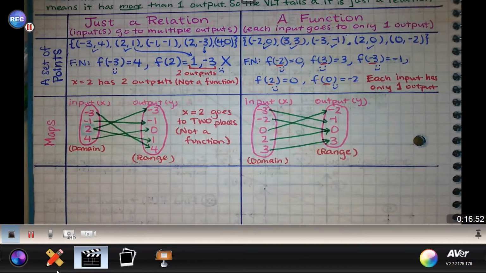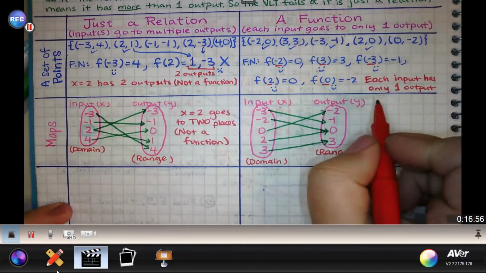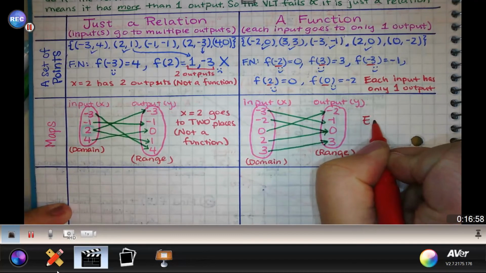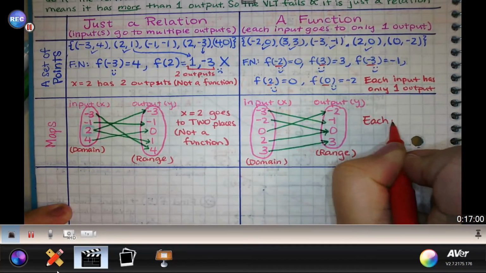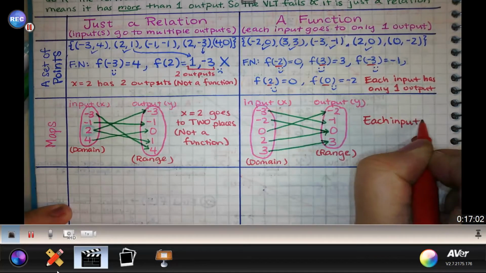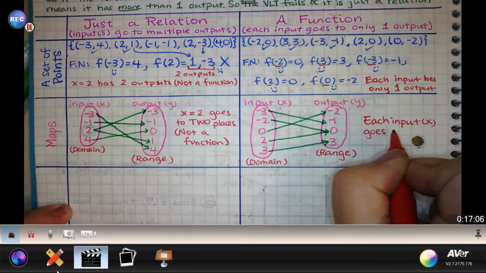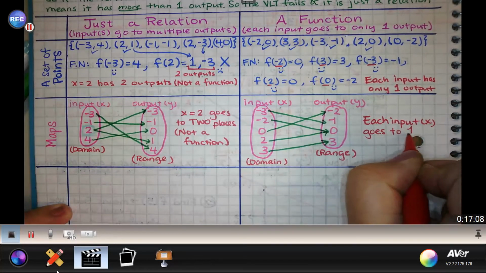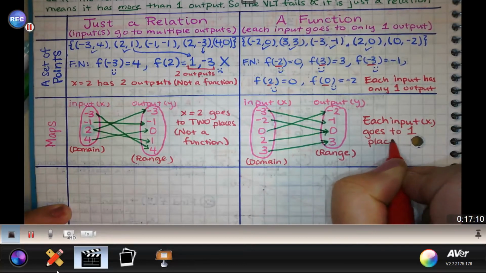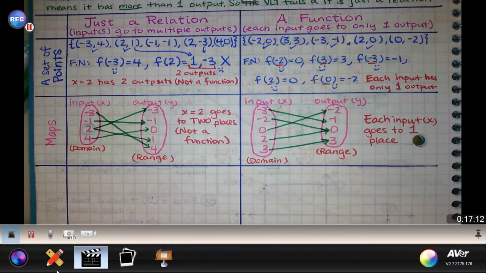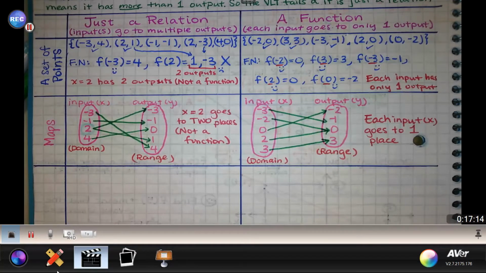So if we look at this, this is a function because each x maps to one place. Each input, or x, I'll put that in parentheses, goes to one place. Okay? Goes to only one place.